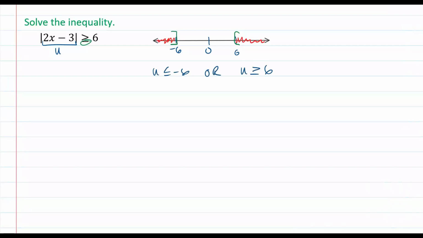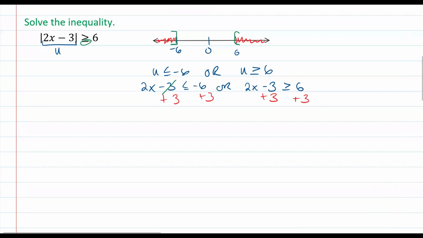So now I can go ahead and replace u with 2x minus 3, the variable expression I said was equal to u. So 2x minus 3 is less than or equal to -6, or 2x minus 3 is greater than or equal to +6. From here, I'm going to solve both of these inequalities. So I'm going to add 3 to both sides, and what we notice is that the steps are the same for both inequalities, so I'm going to add 3 to both sides on the other inequality. That cancels the 3 out on the left side for both inequalities, leaving me with 2x is less than or equal to -3, or 2x is greater than or equal to 9.